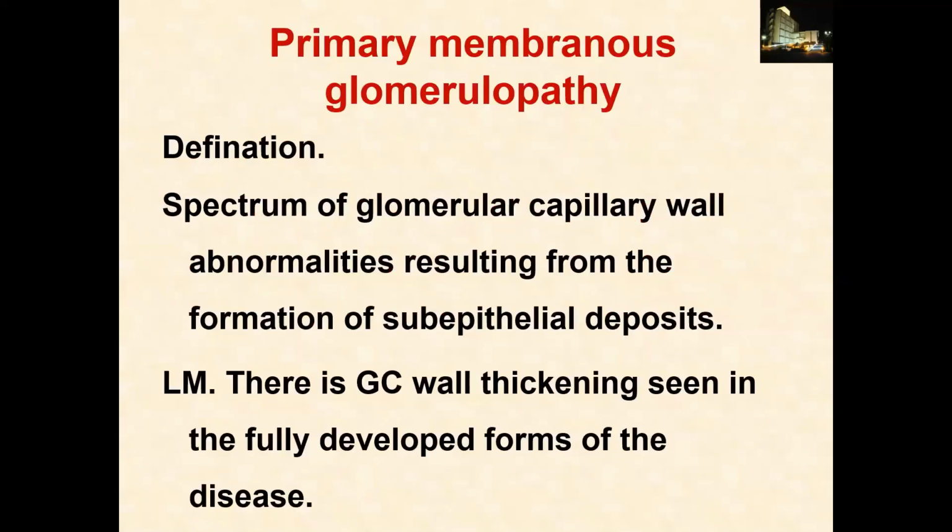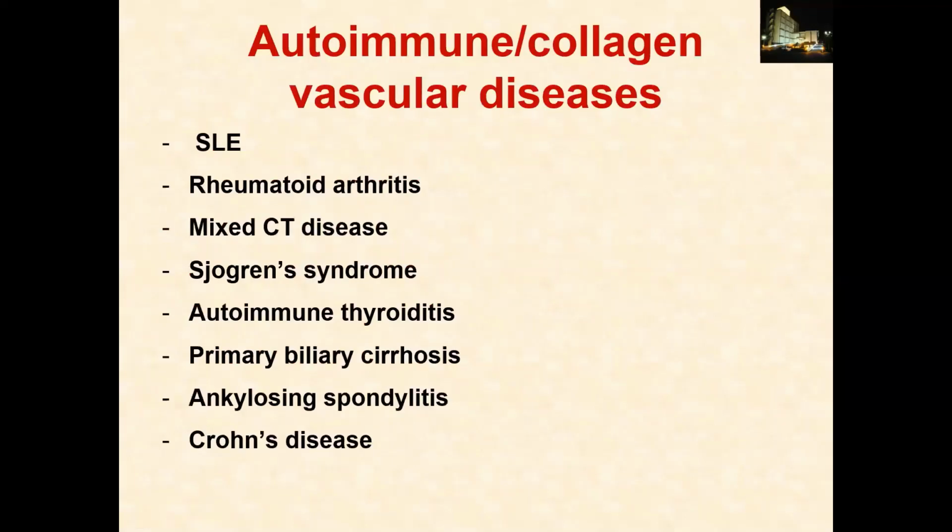Primary membranous glomerulopathy is very unlikely, and the most common is the secondary membranous glomerulopathy. We have a lot of conditions associated with membranous glomerulopathy. First group of diseases in the etiology of secondary membranous glomerulopathy: autoimmune or collagen vascular disease, and under this title lie systemic lupus erythematosus, rheumatoid arthritis, mixed connective tissue disease, Sjögren syndrome, autoimmune thyroiditis, primary biliary cirrhosis, ankylosing spondylitis, and Crohn's disease.